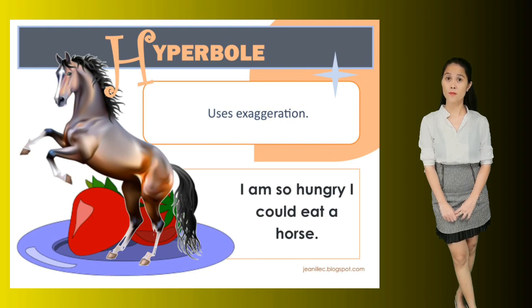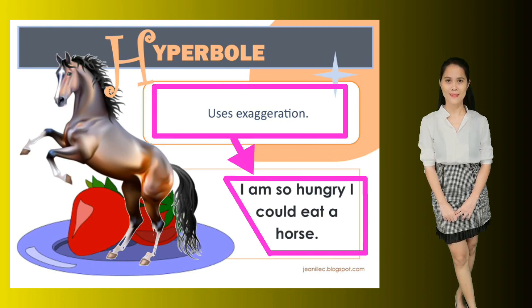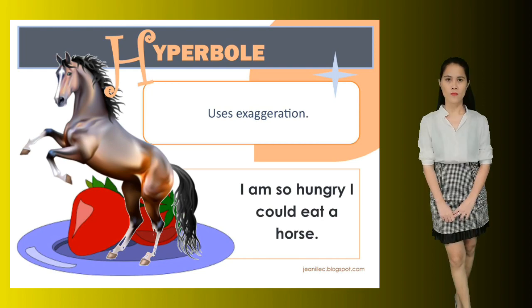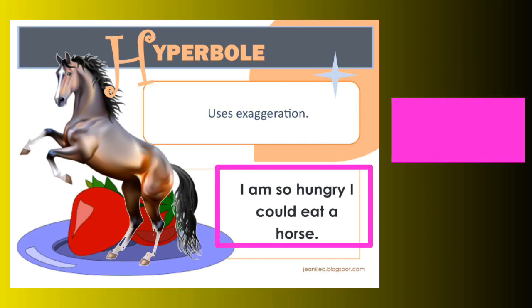Hyperbole. It uses exaggeration. I am so hungry I could eat a horse. Hyperbole is plainly exaggerating an event, condition, or circumstance. In the statement, "I am so hungry I could eat a horse," the speaker simply means he is very hungry, but it doesn't mean he'd eat a horse. The horse only symbolizes how huge the craving for food could be that he could eat almost anything.